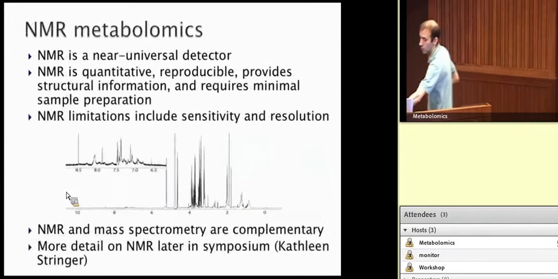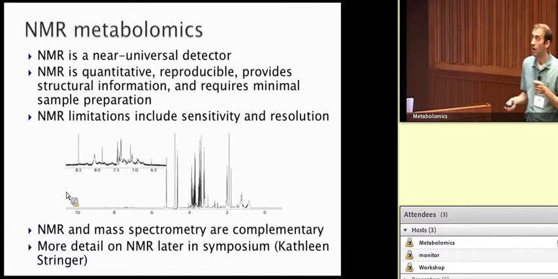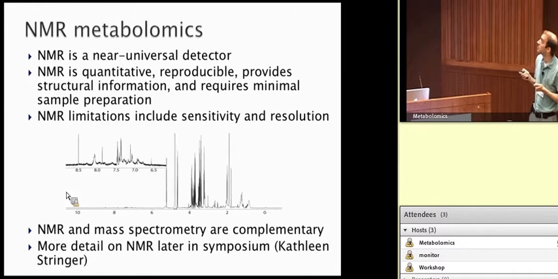Okay, so NMR. I'm not going to talk to you very much about NMR. Kathleen Stringer tomorrow, I believe, or maybe it's Thursday, I can't remember, is going to spend a little bit more time talking about NMR and its use in metabolomics. NMR does have some definite advantages. It's a near universal detector. Anything with carbon atoms in it or anything with protons or various other nuclei will respond in NMR. It is quantitative without even having to work very hard. It's reproducible, provides structural information, and requires very minimal sample preparation. So those are all good things.